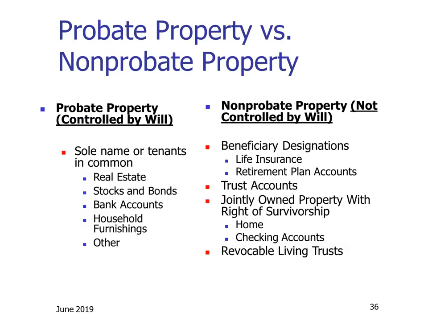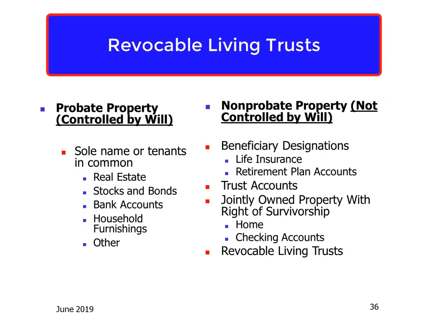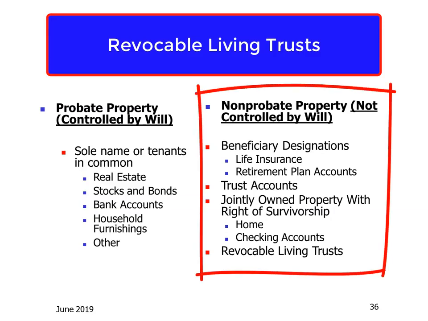Now it's time to talk about revocable living trusts. Revocable living trusts are sometimes known as will substitutes, and they're often thought of as ways to avoid probate. You might remember when we talked about probate property. That's the property controlled by your will. And we also talked about the non-probate property. That's the property that's not controlled by your will.